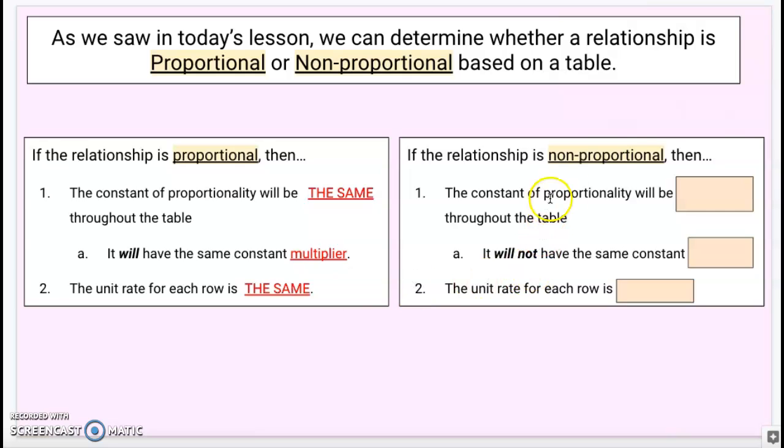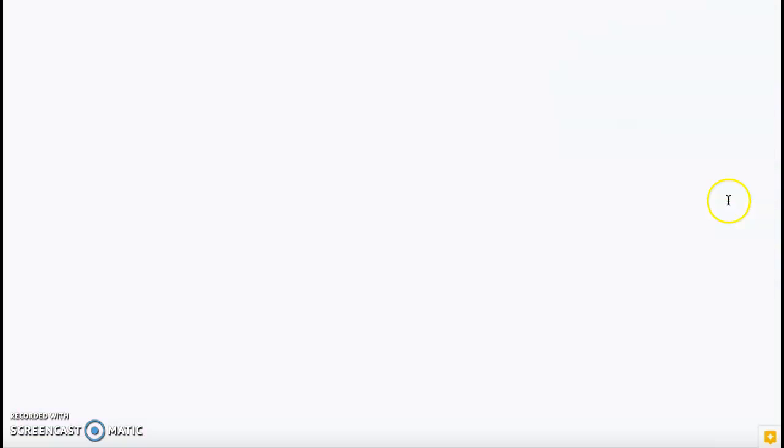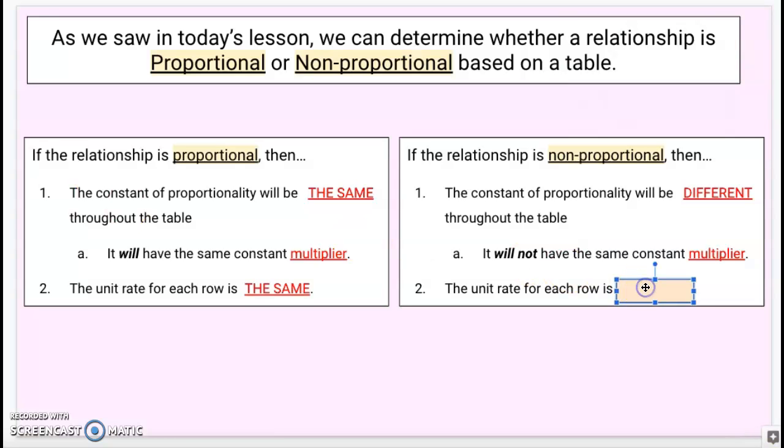For non-proportional relationships, you've guessed it, the constant of proportionality will be different throughout the table. It will not have the same constant multiplier. And the unit rate for each row is different. Again, if you're going to copy anything down, copy this slide down. I'll give you a moment. Awesome. Let's move on. Let's review what we did in class.